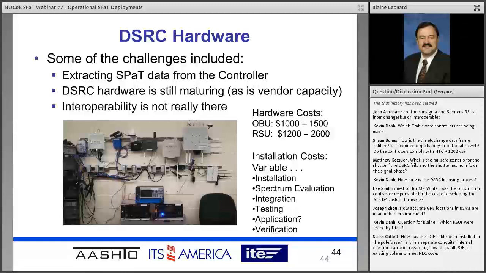People often ask about costs, and I list the range of costs for these OBUs and RSUs here on this slide, but I'll tell you that's just the hardware cost, and those are fairly fixed numbers, and it's not terribly expensive equipment. The real hidden cost, if you will, is really variable, and as we've looked at other sites that have deployed and tried to get a handle on what the costs are, it depends a lot on what you're doing and how you're doing it. And so I've got a list of some of those variable functions here on the bottom right-hand side of the slide.